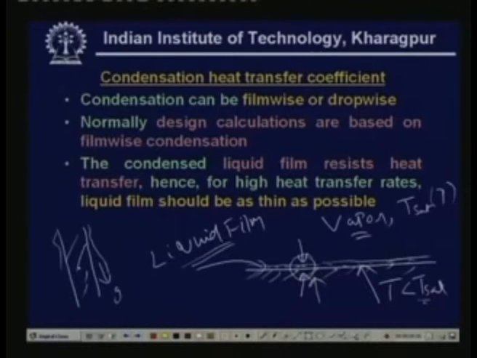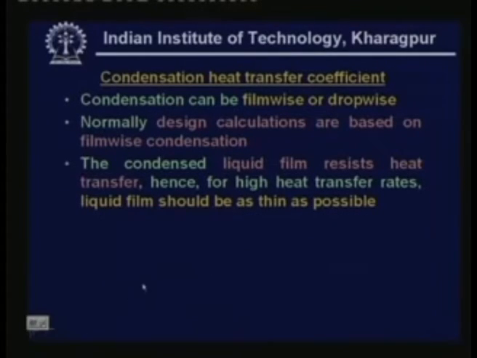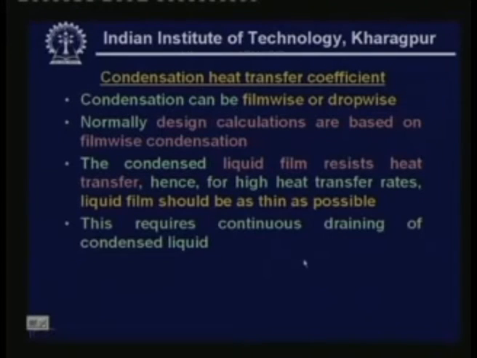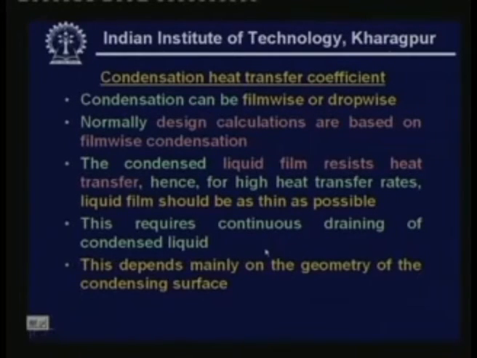Okay. So, basically the condensation heat transfer coefficient depends upon how you have oriented the surface and how fast the condensate is being drained out. This is an important factor to be considered in the design of condensers. As I said, for good design, a continuous draining of condenser liquid is required, and this depends mainly on the geometry of the condensing surface.